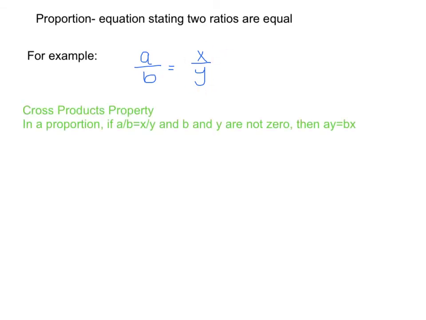And with proportions, we have what we call the cross products property. What it states is that in a proportion, if a over b is equal to x over y, and b and y are not 0, then ay is equal to bx. Well, where did that come from? It's simply cross products. You multiply the b up and the y up, and therefore we are left with ay equal to bx. And that is exactly what our cross products property states. You should have used cross multiplying before.